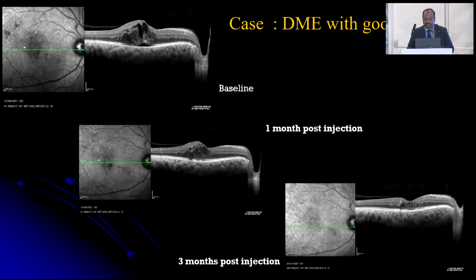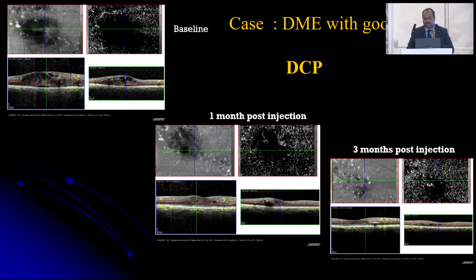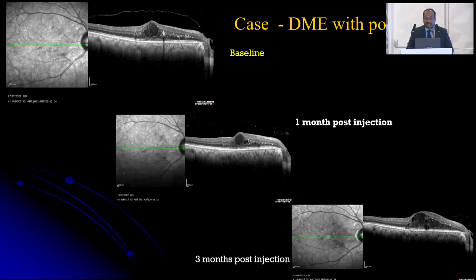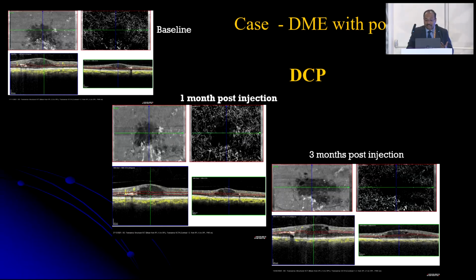So these are just some examples from our experience. You can see DME with a good response, good resolution with anti-VEGF treatment. Some had superficial capillary plexus loss, DCP loss also. But you see a case with a poor response, where it was fairly refractory to anti-VEGF initially. SCP loss was there, but you can see that the deep capillary plexus loss at baseline is far more.